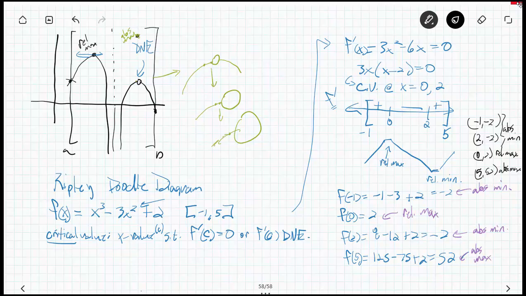The best skill that you're going to take out of this lecture probably is the use of the Ripley-Doodle diagram. It's super, super helpful. For those of you preparing for the AP exam, know this: a Ripley-Doodle diagram cannot be used as justification.